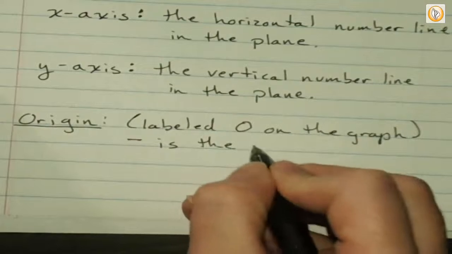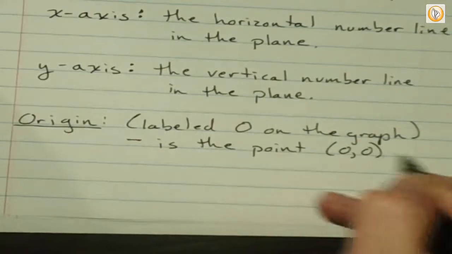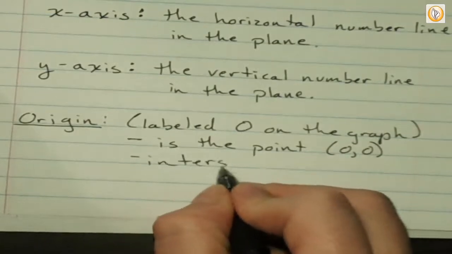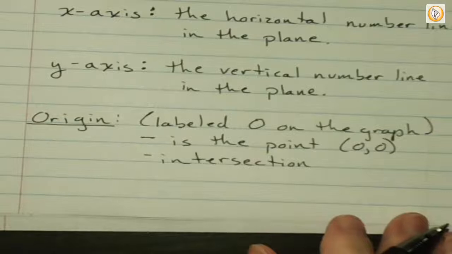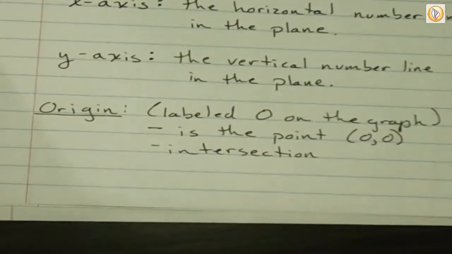Is the point 0, 0. Looks like an owl. It is the intersection. Hoot. Hoot, hoot. This class is a hoot.